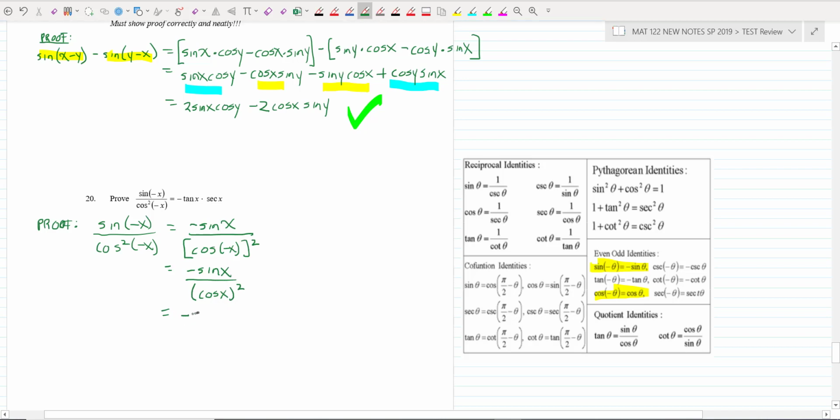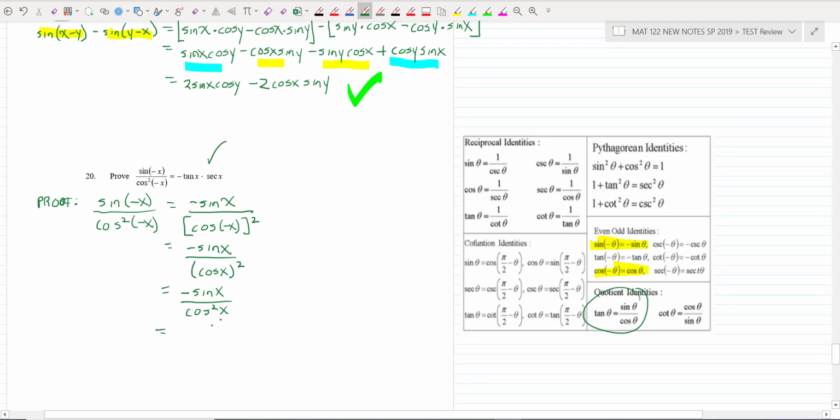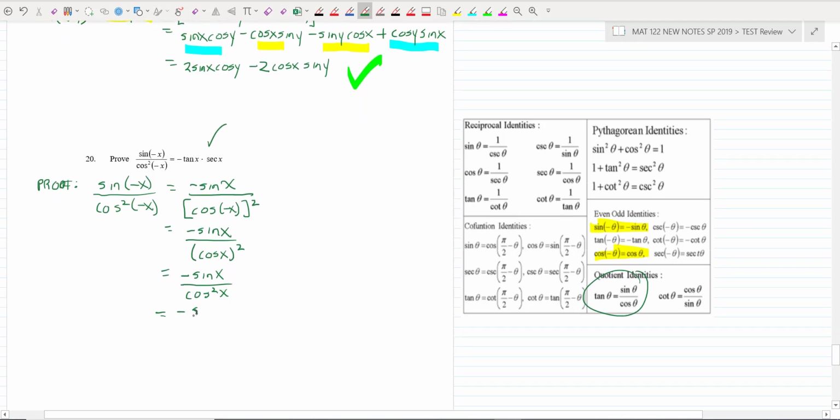Now what I'm going to do is I'm going to rewrite this as negative sine x over cosine squared x. Now it's a good idea to look at what we're trying to prove. We've got to have a tangent. Do you see a tangent in there? Hopefully you do. There's a sine over a cosine, and a sine over a cosine is a tangent. So let's split this up and write this as negative sine x over cosine x times 1 over cosine x. Okay, they mean exactly the same thing.